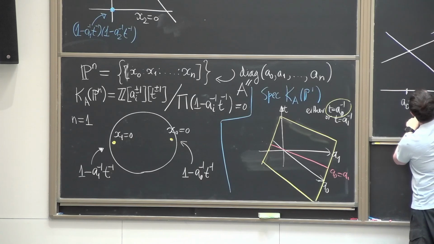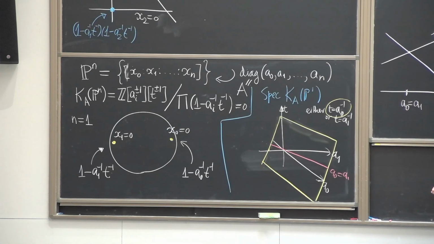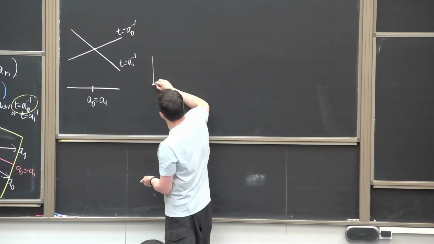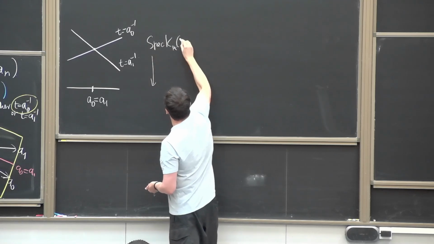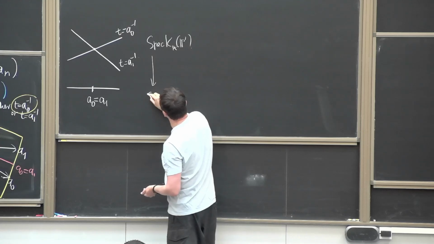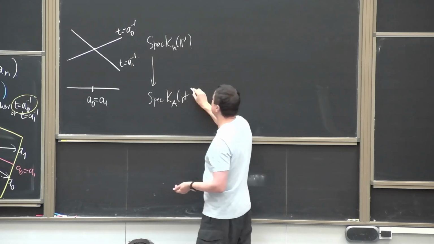So you have T equals A0 inverse and T equals A1 inverse. And away from that, let's say there are two copies of the multiplicative group glued over the point where the two things coincide. And this is the projection. So this is Spec of Ka of P1. This is how it projects to Spec of Ka of a point. Okay.